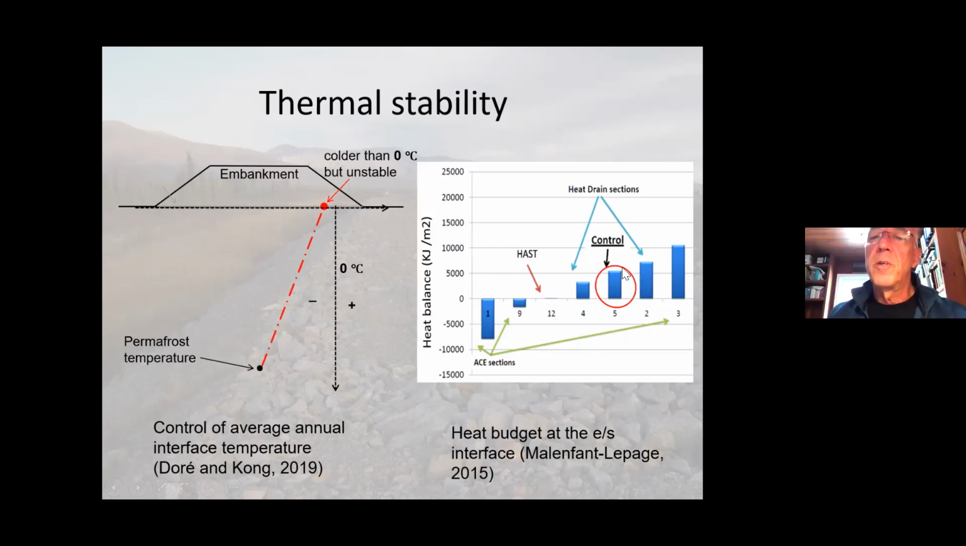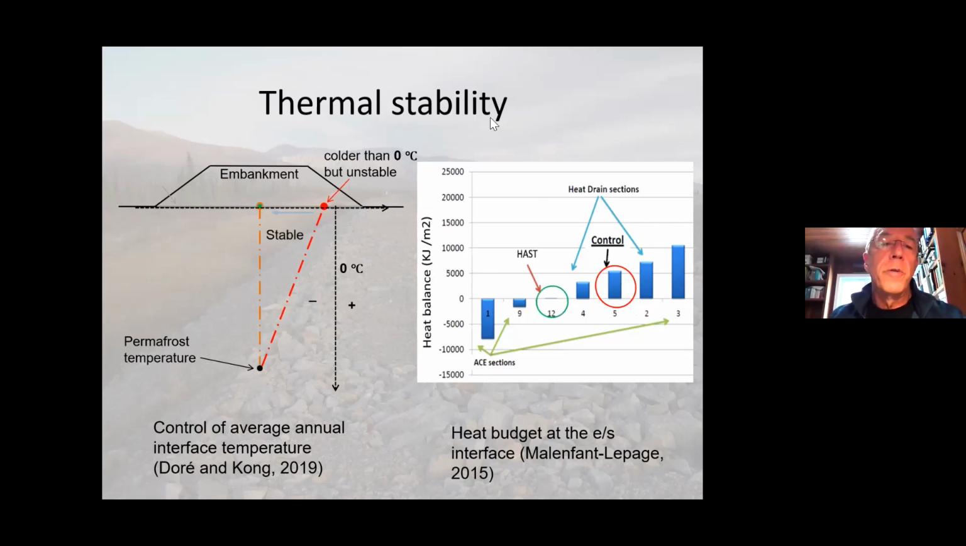For example, here, this is the situation at the control section at the Beaver Creek test site. And you can see there that the heat budget that has been calculated by Julie Malenfant-Lepage is positive. There's 5,000 kilojoule per square meter of heat in excess in the system. So there's more heat flowing in the ground than there's heat flowing out.